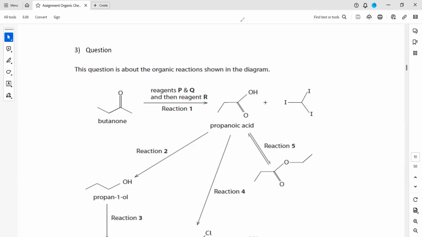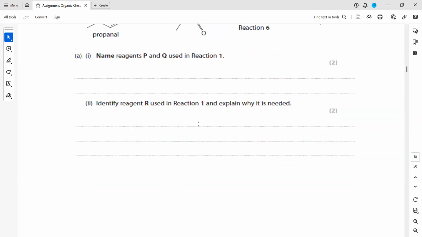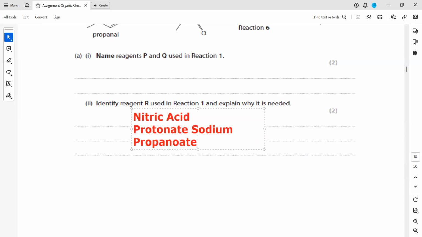So identify the reagent used in reaction one. What reagent do we use? You can mention nitric acid, sulfuric acid, or hydrochloric acid, aqueous. And what is the purpose of that? It is to protonate sodium propanoate, like adding a hydrogen to sodium propanoate. Is it clear?